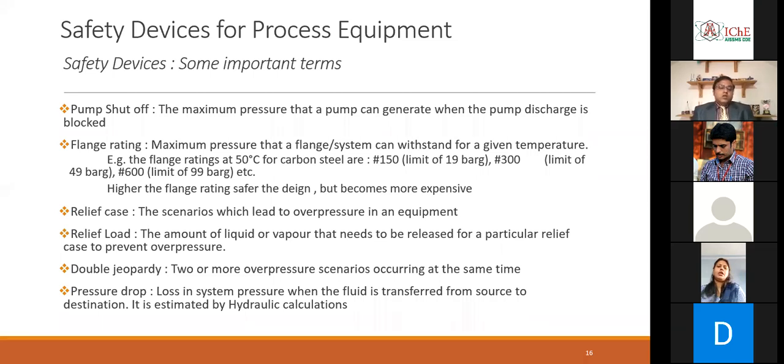Then comes double jeopardy. So there are say relief cases. So you have identified that there can be 2-3 scenarios that can go wrong. Yes, it can. But we will never consider two things going wrong at the same time. That is called double jeopardy. Double jeopardy we don't consider for sizing a safety device. I'll explain it later once we come.